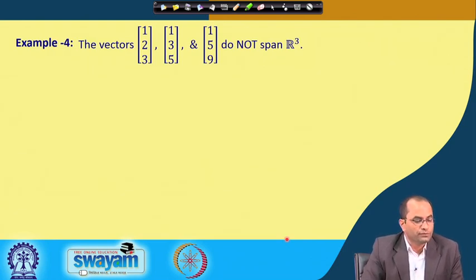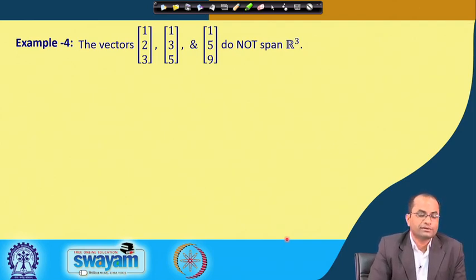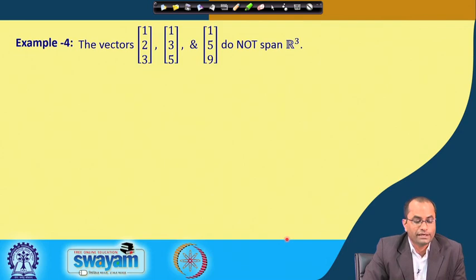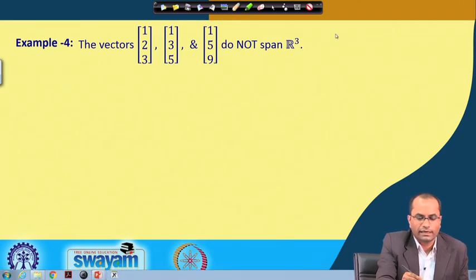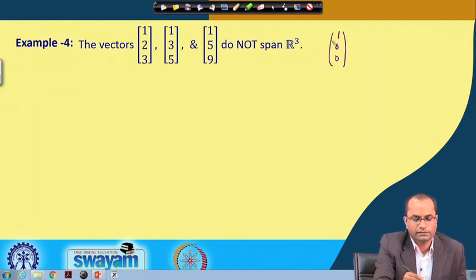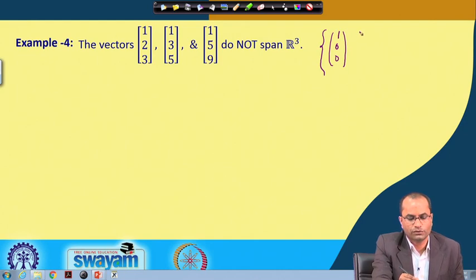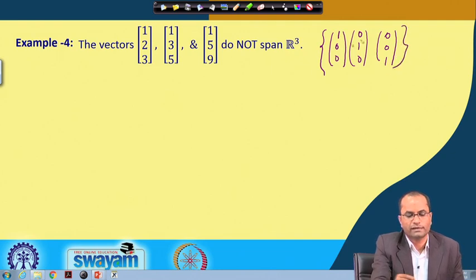Coming back to this example 4, we will see that again we have 3 vectors here, 1, 2, 3, 1, 3, 5 and 1, 5, 9. These are 3 different vectors, but they do not span R3. In example 1 and example 2, we have 3 vectors and they span R3, meaning any vector of R3 we can write down in terms of those given vectors. So in example 1, we have this set here, 1, 0, 0 and 0, 1, 0, and then we had 0, 0, 1. These were the 3 vectors from example 1.